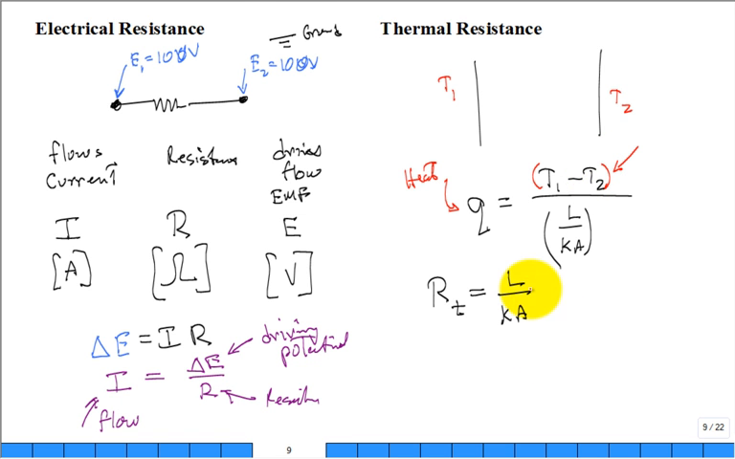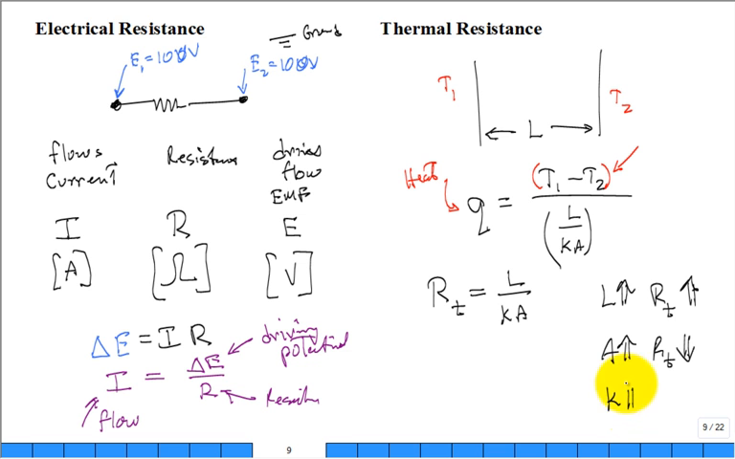So now you can look at this and say, if I increase the thickness of the slab, if L goes up, what does the thermal resistance do? Goes up. That makes sense. If I add more insulation, I cut down on the heat transfer. If the area goes up, what does the thermal resistance do? And then the next one, if I increase the thermal conductivity, what does the resistance do? Thermal resistance goes down.